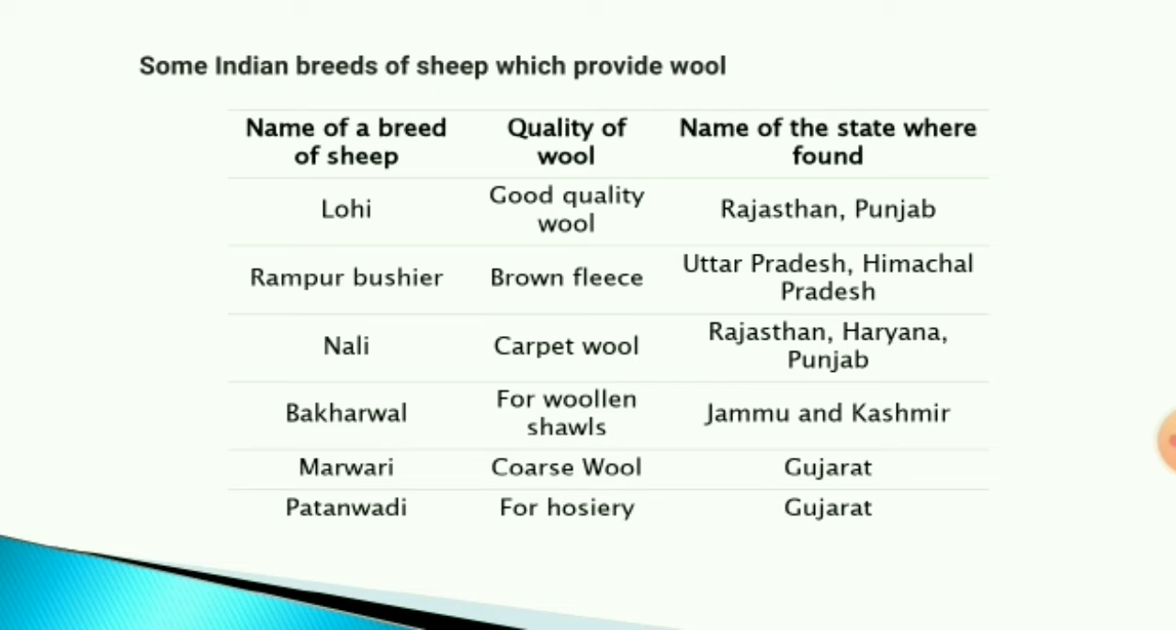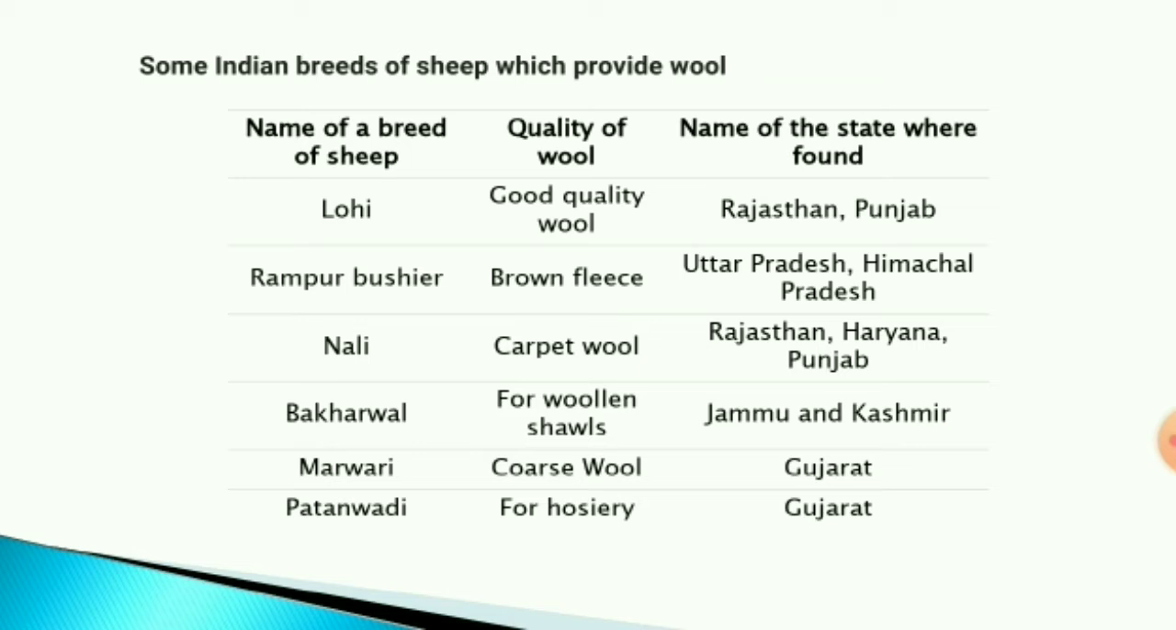Some Indian breeds of sheep which provide wool. So friends, in this tabular column, the first column is based on the name of the breed of sheep, the second column is based on the quality of wool, and the third column is based on the name of the state where found.